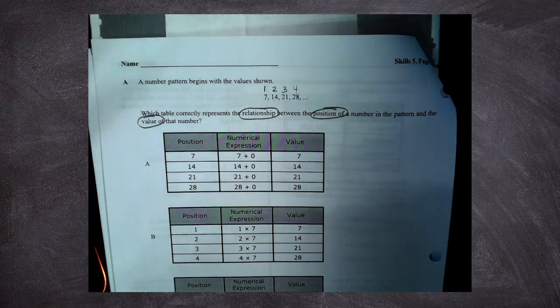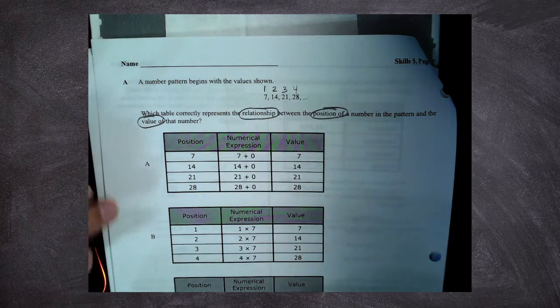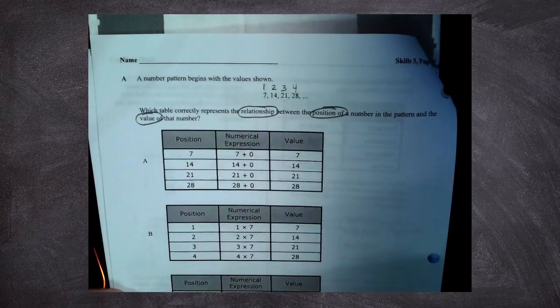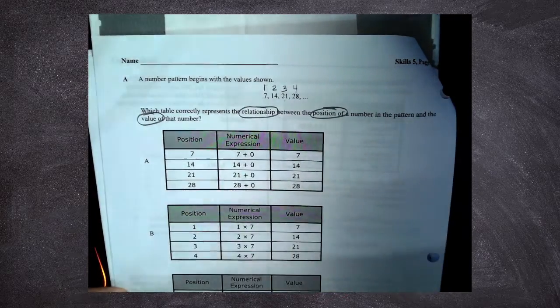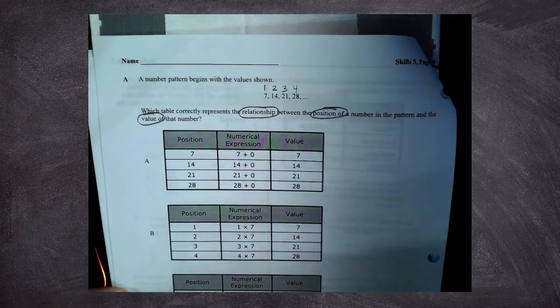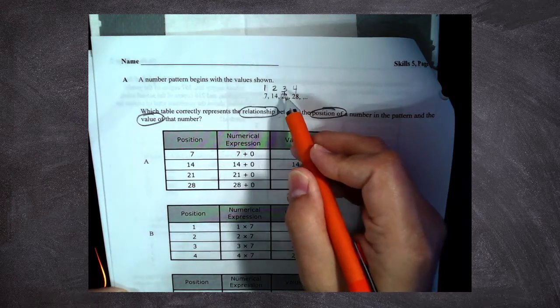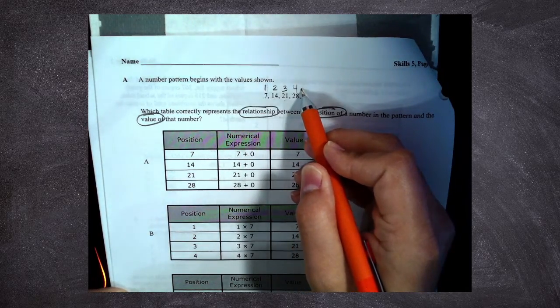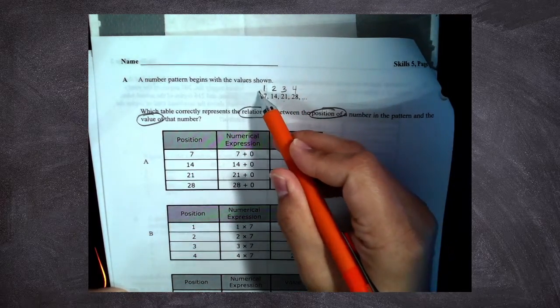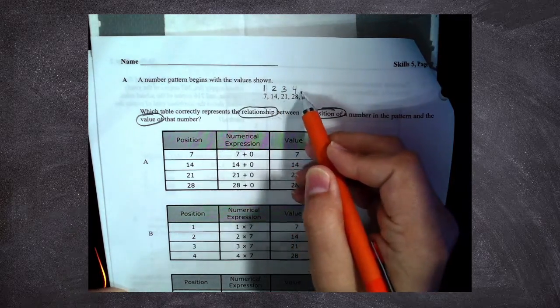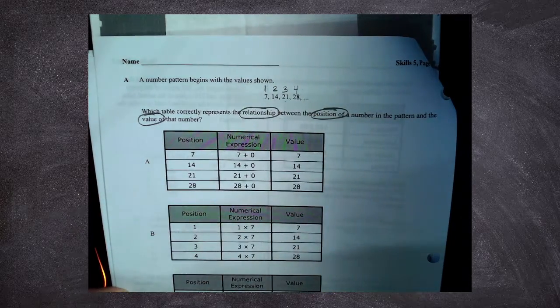Like I said, this is a very simple thing to check, but it's also where they like to hide problems. Look at your answer choices. Every single one has a column that says position. So I'm going to look, and my positions are 1, 2, 3, 4. If my positions are not 1, 2, 3, 4, I'm going to get rid of that answer choice.